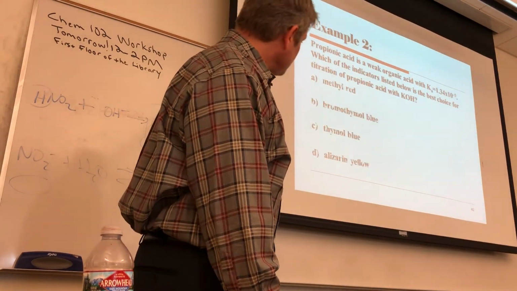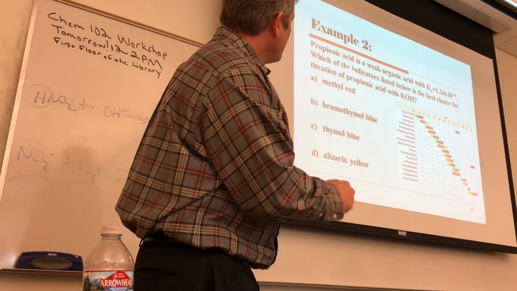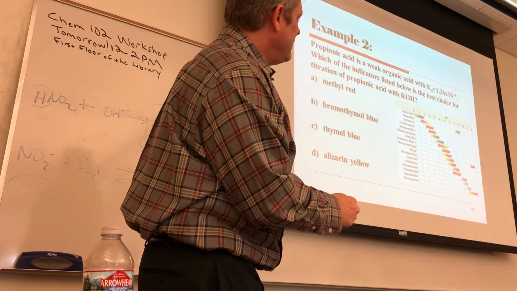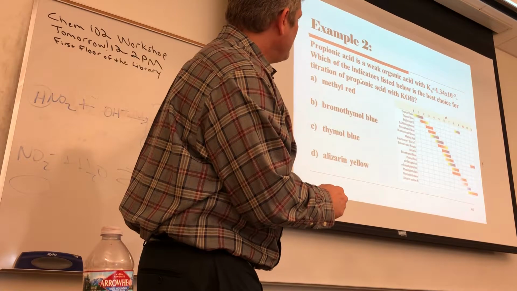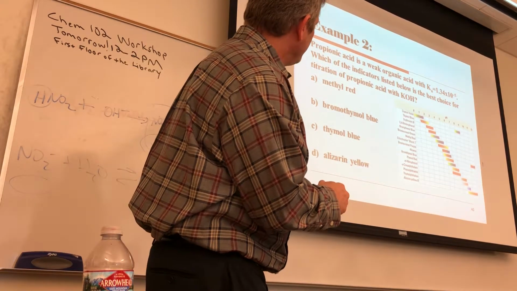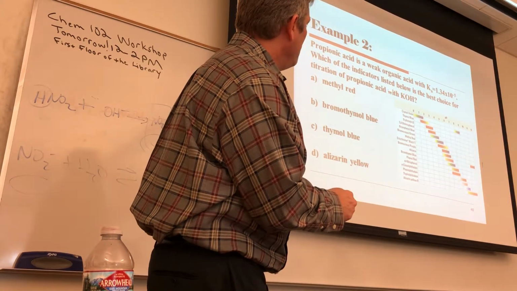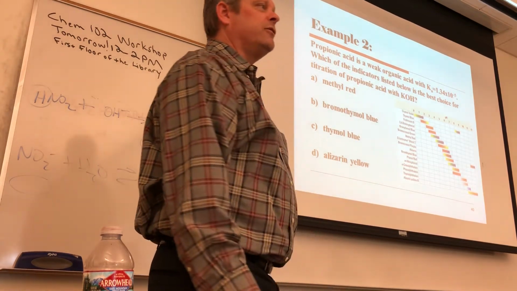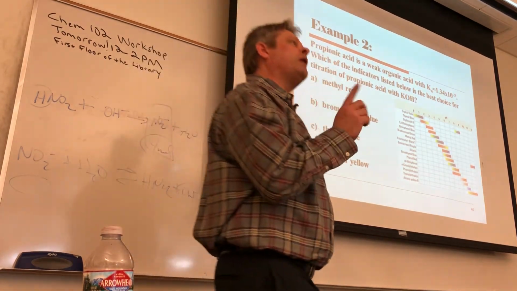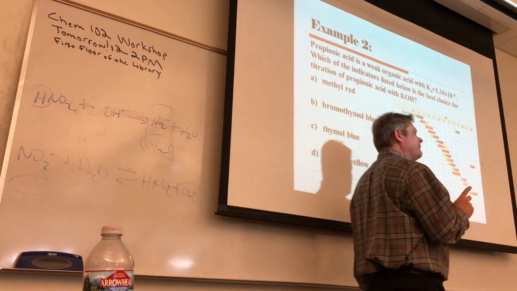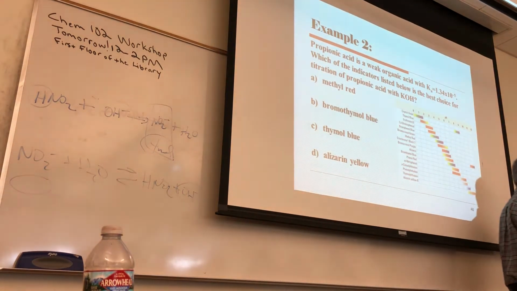Okay. Propionic acid is a weak organic acid. It has this Ka. Which of the indicators listed below is the best choice for the titration of propionic acid, a weak acid, with a strong base? This is a completely different question than the last one, and I have to point that out, because that's where most of you will get stuck if you're not sure. The first one I said, here is rainwater. Rainwater gives you this pH essentially. Here I'm not telling you that. What am I telling you? You get the Ka, giving us the pKa.